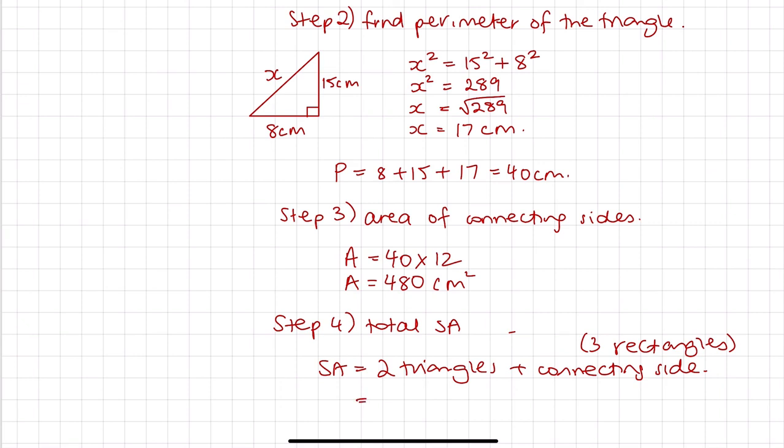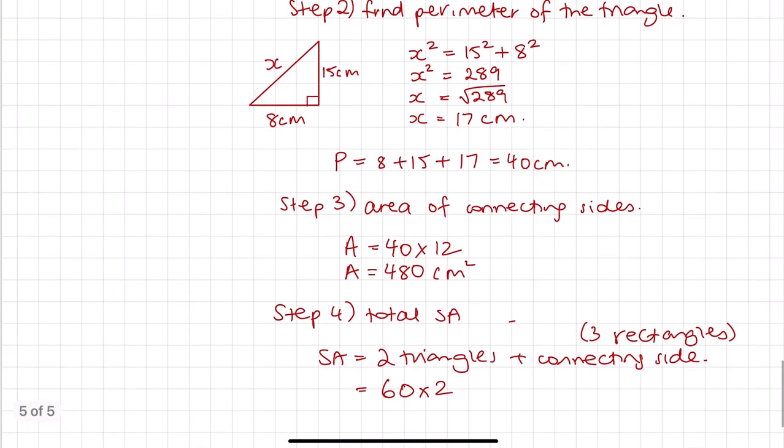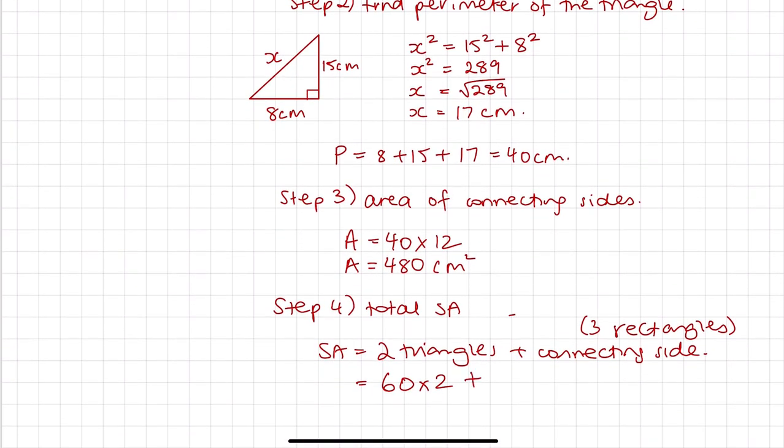Okay, so our triangles, that is going to be 60 times 2 from our previous step 1. Then we're going to add the connecting sections, which is 480. Okay, so the total surface area is 600 centimeters squared.